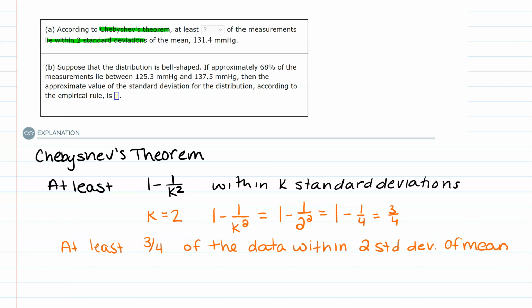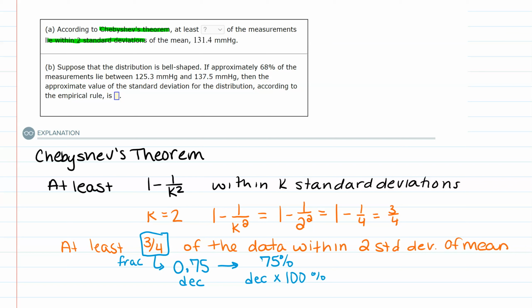Now, if you want to change this to a percentage, let's just make sure we do that. So 3/4 in your calculator is 0.75. And if you want to change it to a percent, so this is fraction, decimal. If you want to change it to a percent, you're going to take the decimal times 100 and tack on the percent sign. So you would have 75%.